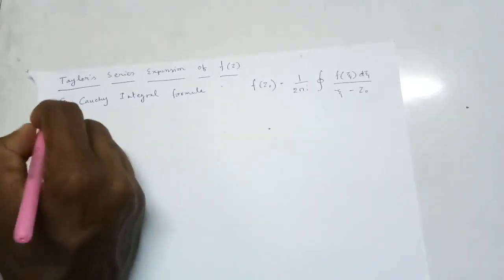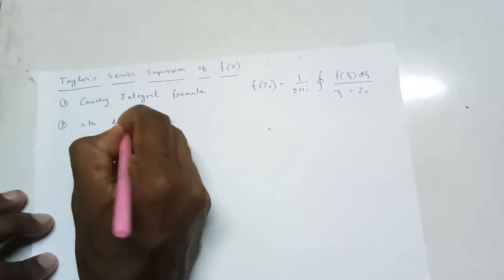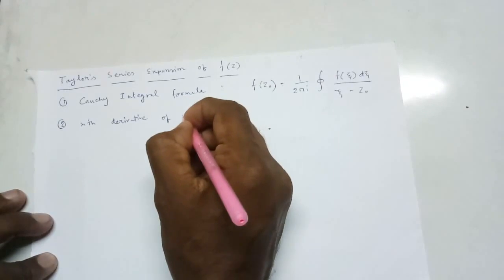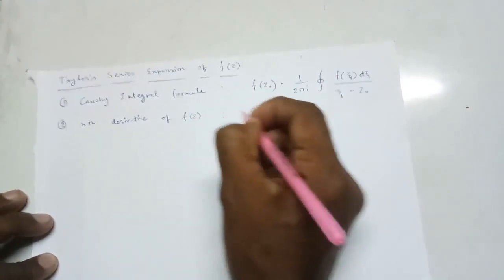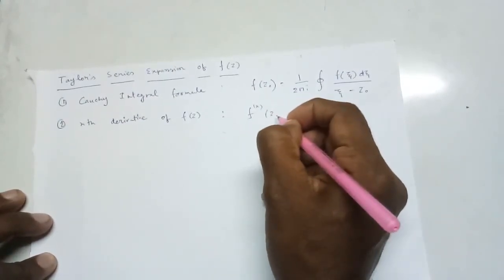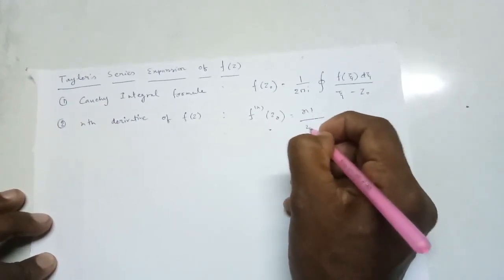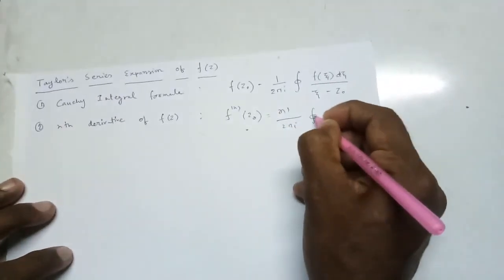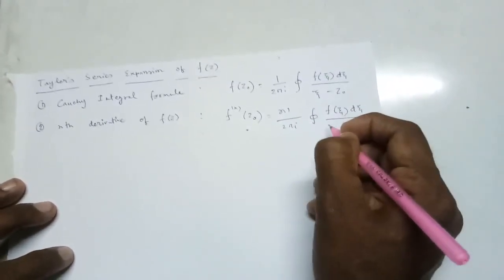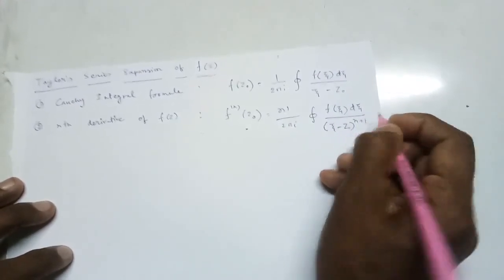The second important result which I want to mention is the nth derivative of the given analytic complex function, that is given by this relation: n factorial by 2 pi i, integration f of xi d xi divided by xi minus z0 to the power n plus 1.